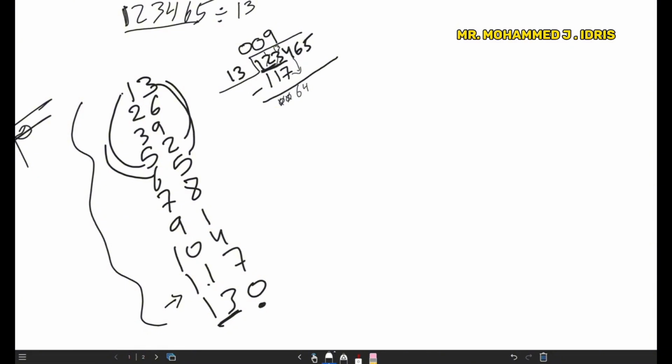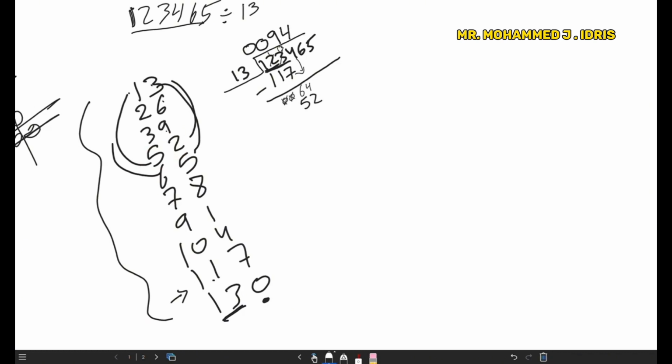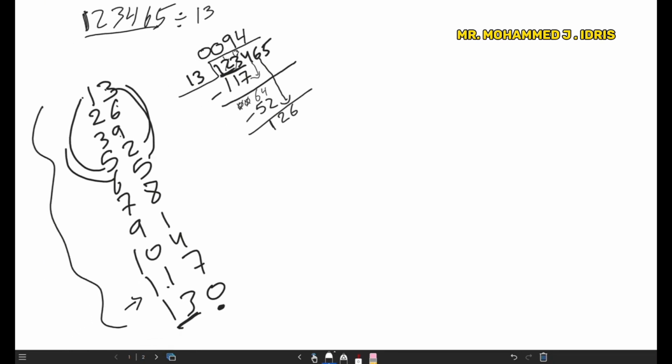64. Which number here is closest to 64? It's 52. So 52 here, which comes from 1, 2, 3, 4. Now we subtract. 4 minus 2, 2. 6 minus 5, 1. After we subtract, we get the next number down, which is 6.